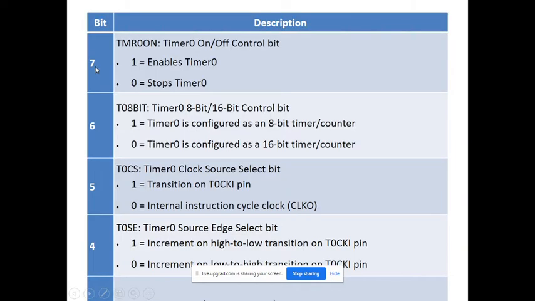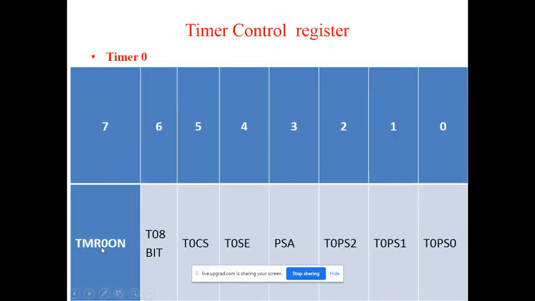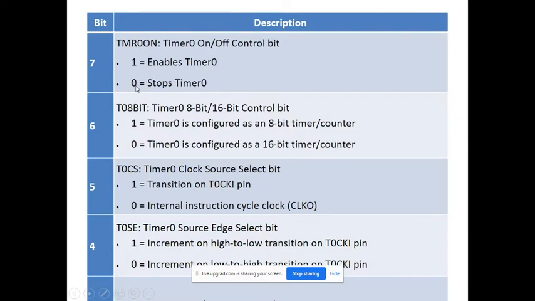Now bit number 7. What is bit number 7? That is the timer 0 on bit. There is only one bit for the timer 0 on bit. One bit means two combinations are possible, either 1 or 0. Suppose it is 1, it means it enables timer 0, that is, timer 0 is in the on position, and when it is 0, it will stop the timer, that is, timer 0 is in the off position. In this fashion, 1 means on and 0 means off.